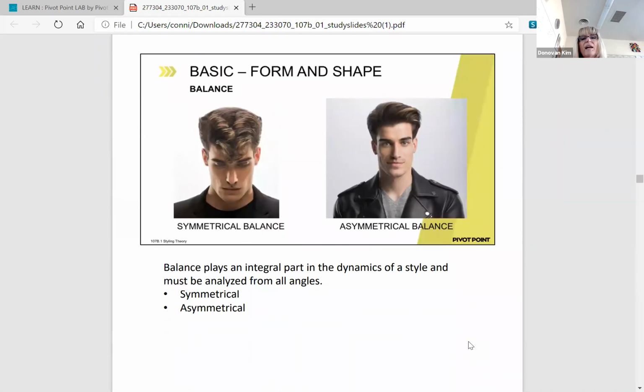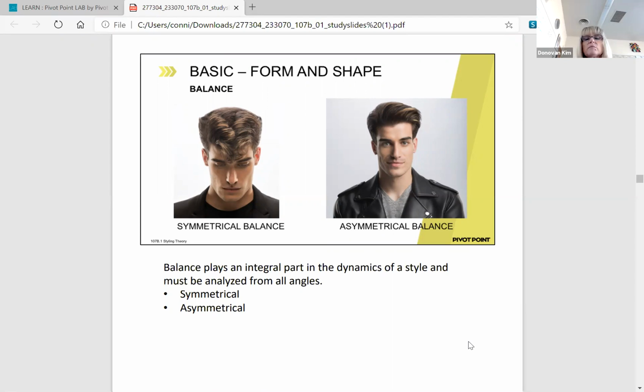We have to look at balance. We have to have balance, and there are two types of balance. You have symmetrical balance and asymmetrical balance. The symmetrical balance is even. Okay, that's a good picture for symmetrical balance, of what they may have called back in the 50s a DA haircut right there. That was probably a 50s haircut. The one on the left, they called that a DA back then. Grease kind of looks like them. But it's even on both sides.